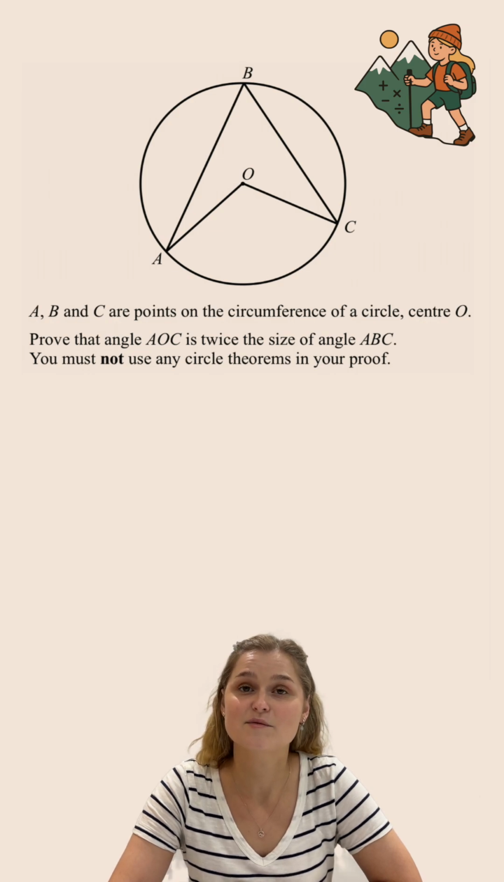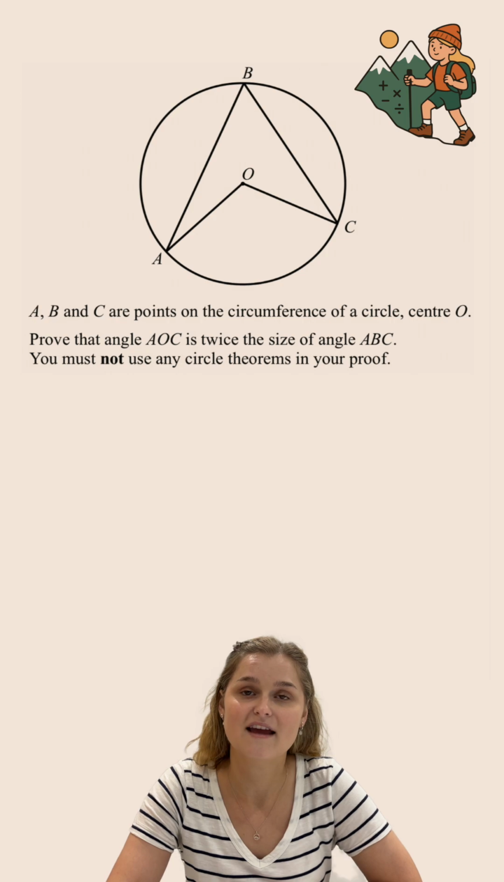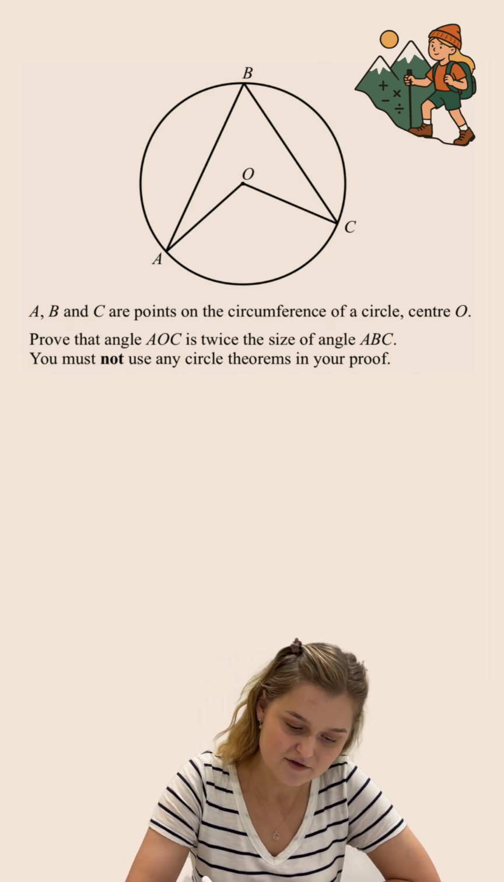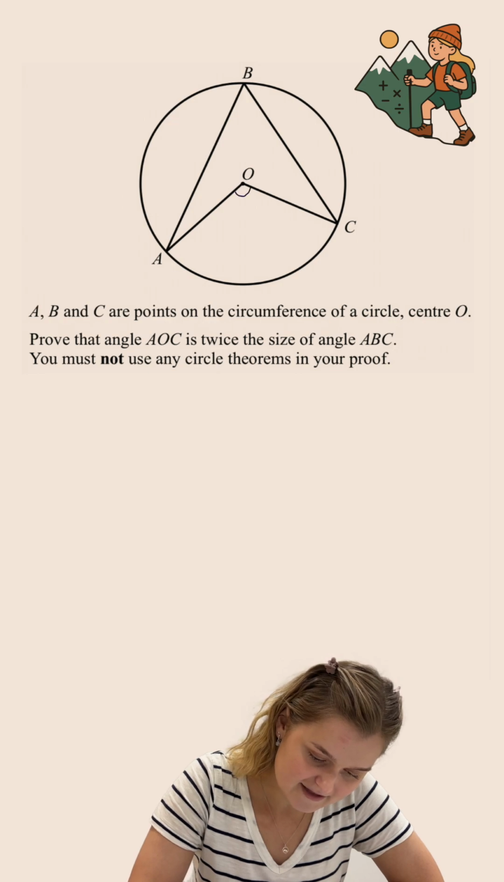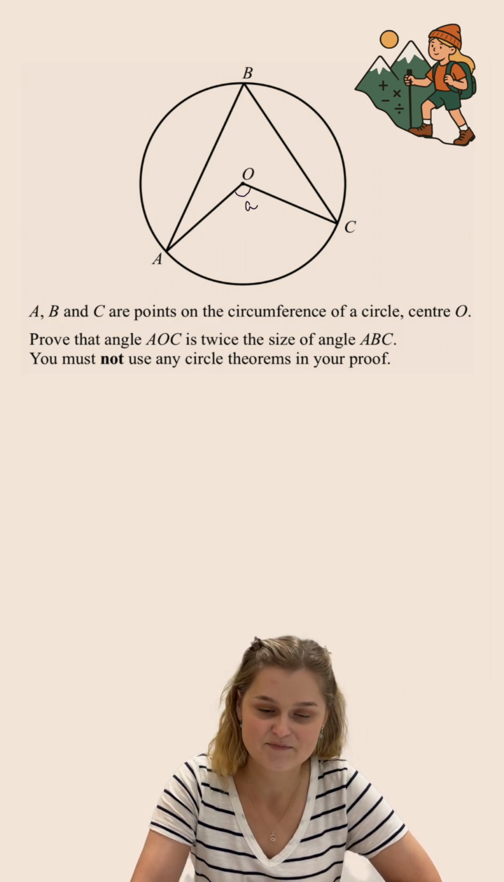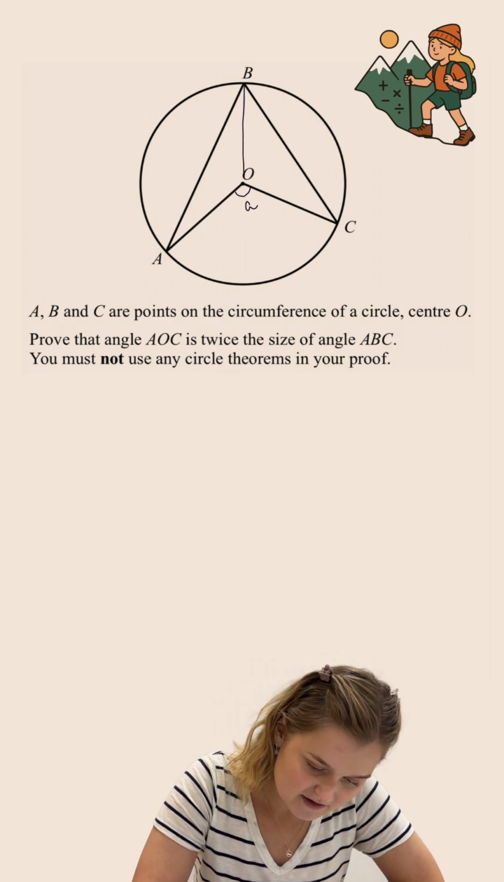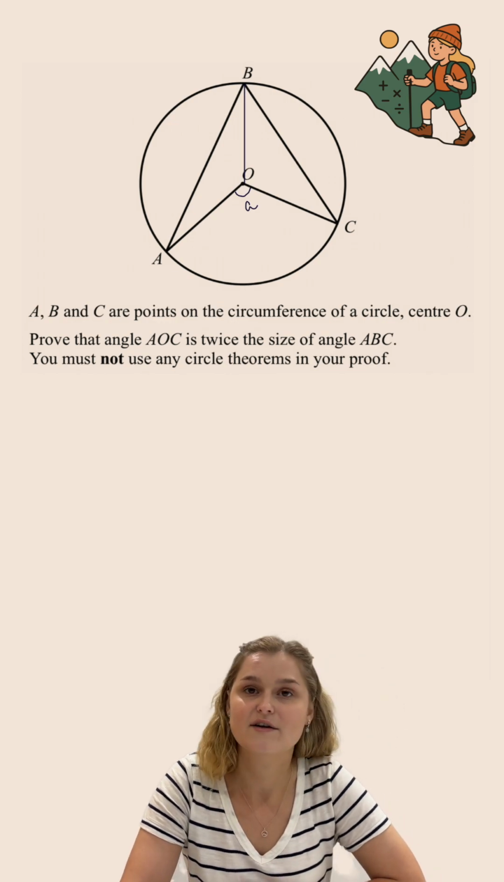In this question, I'm going to prove the circle theorem that the angle at the centre is twice the size of the angle at the circumference when they are both subtended by the same arc. To do this, I'm going to start off by labelling this angle here as A. I'm then going to split this shape down the middle here to create two triangles.